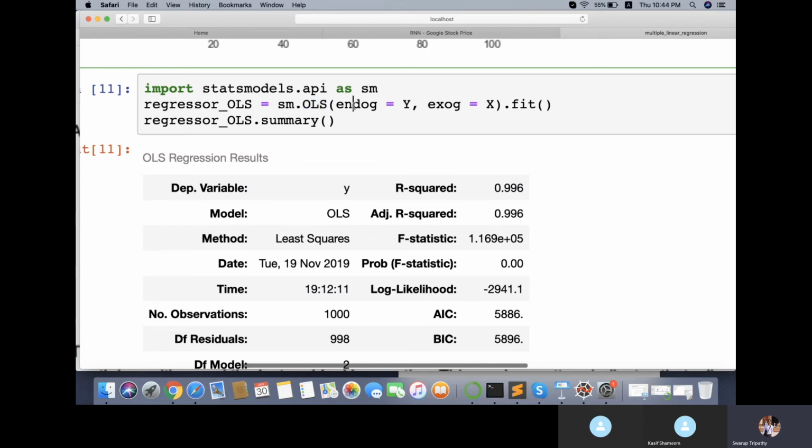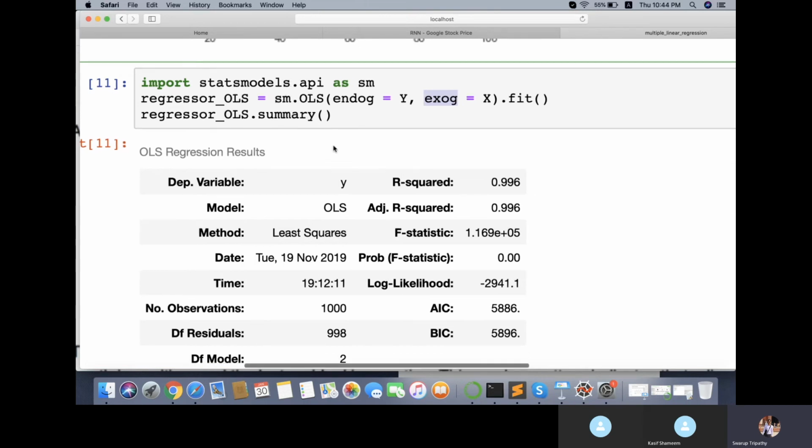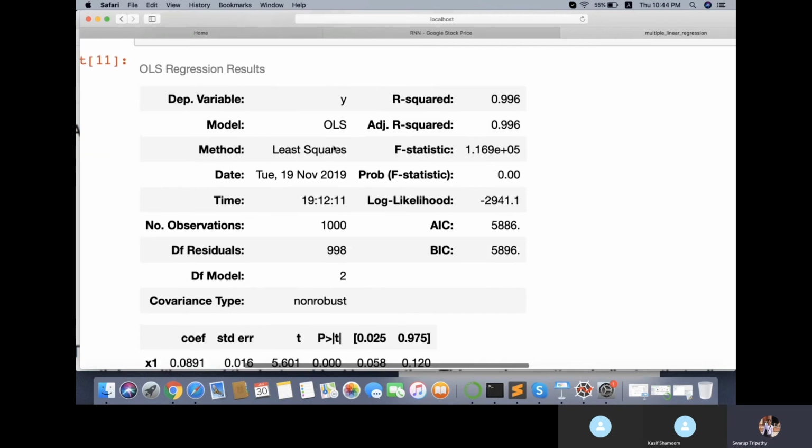Here we have to pass some arguments: endog, which means the dependent variable, and exog, which means the independent variable. We are passing y as endog and x as exog. Then .fit trains the model and gets all the outputs, and we see those outputs through .summary. Using that we look at what all tests it has done.